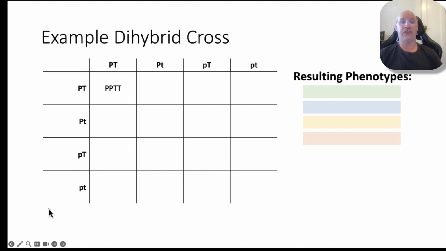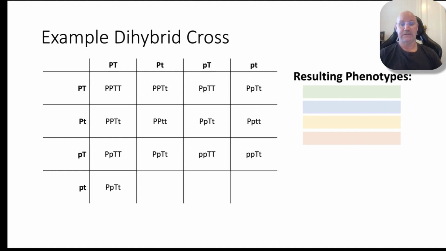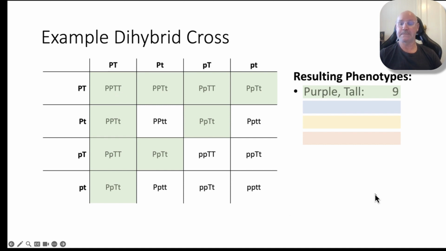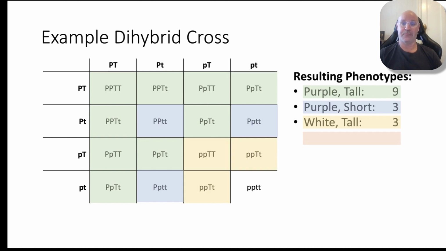Okay, then you do your combinations. So from here, we could easily work out a genotype ratio, and we've got our phenotype ratio over here. So we can see that there's 9 purple tall, there is 3 purple short, there's going to be 3 white tall, and there's going to be 1 white short.